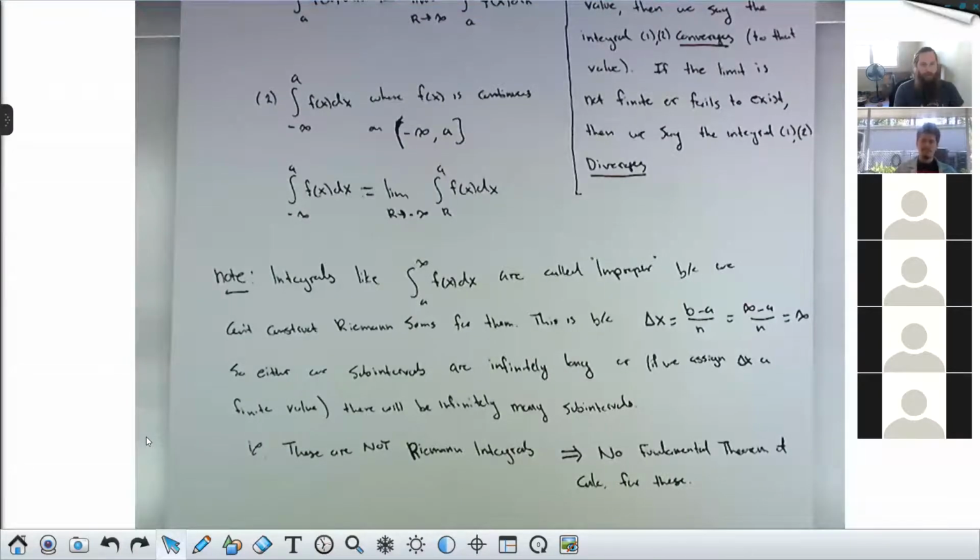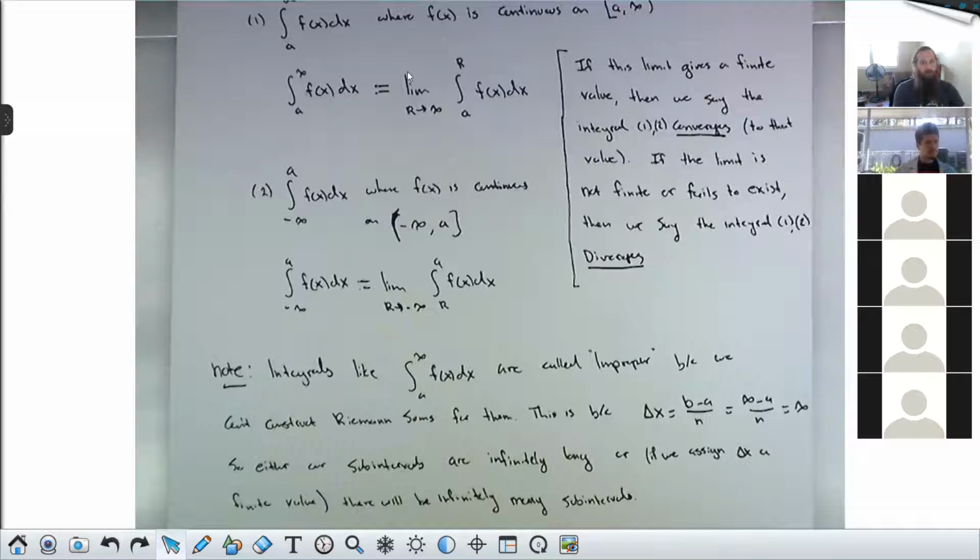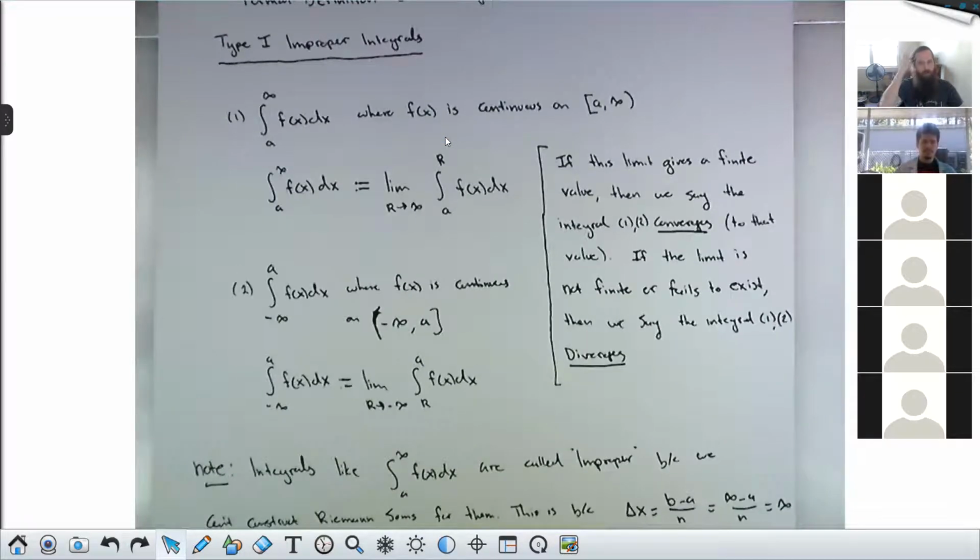This might take a little bit of time to think about, depending on how much you remember from your Riemann sum stuff. But this is the big problem, right? You don't have a finite delta x. If you force a finite delta x, then you'll have infinitely many subintervals. So what you're talking about here isn't a Riemann integral, which means no FTC2, which means the tools that we've used in the past don't work, unless you begin by rewriting them as limits of finite length integrals. Then you've got an FTC2 here, then you can take your limit. So this is how we define type 1 improper integrals.